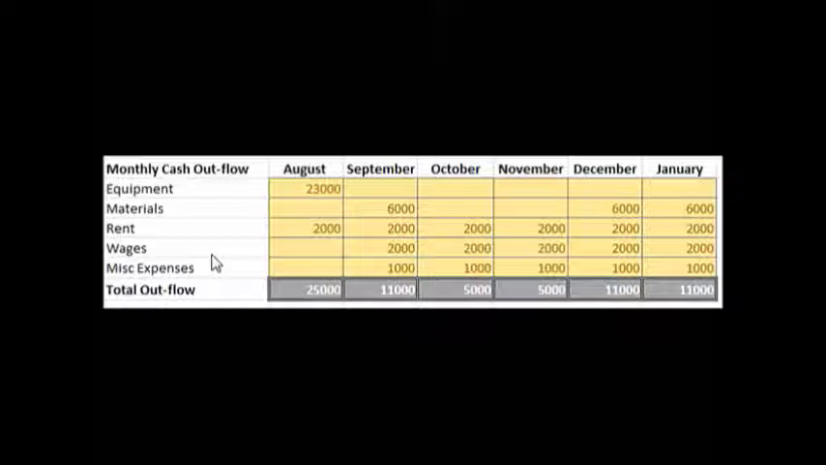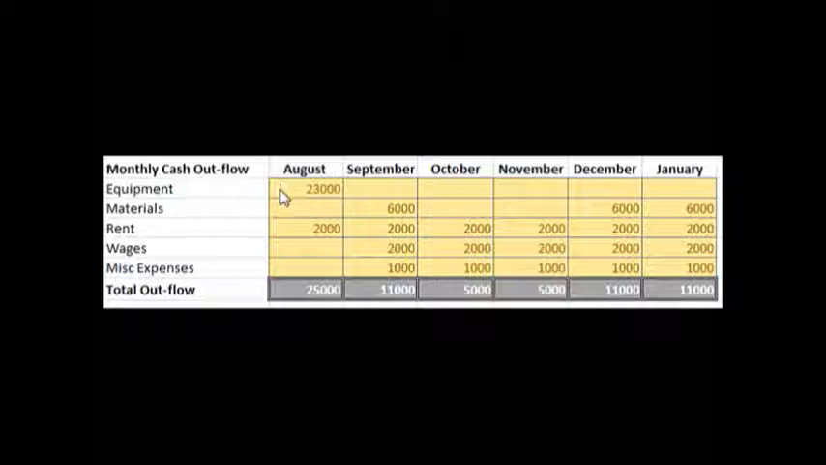This is the part of the cash flow forecast that shows the monthly cash outflow. The categories here are equipment, materials, rent, wages and miscellaneous expenses. However, these categories could be different for your business, so be sure to check these when making your own cash flow forecast. As with cash inflow, the forecast is done for the 6-month period August to January, shown month by month, with the total cash outflow under each month shown in the grey box.